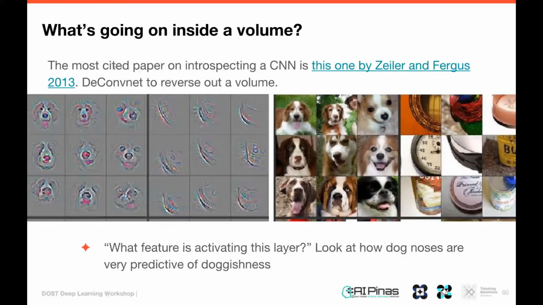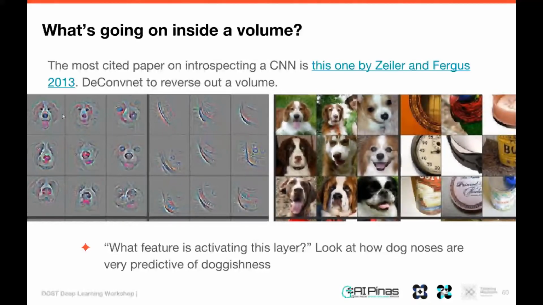If you're curious about that, the most cited paper on introspecting a CNN is this paper by Zeiler and Fergus that we've linked. This methodology is also used by Google's Deep Dream to kind of reverse out, to use these activation volumes to show you what the computer is, quote-unquote, dreaming about.